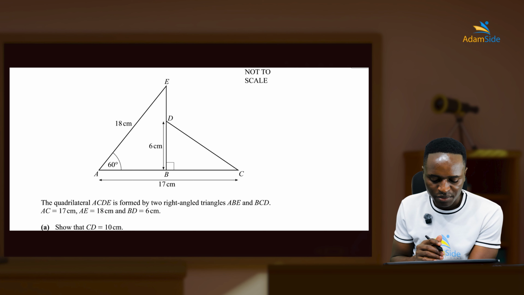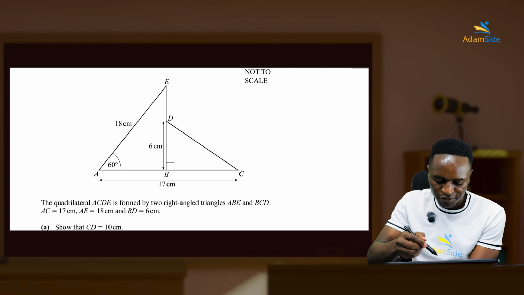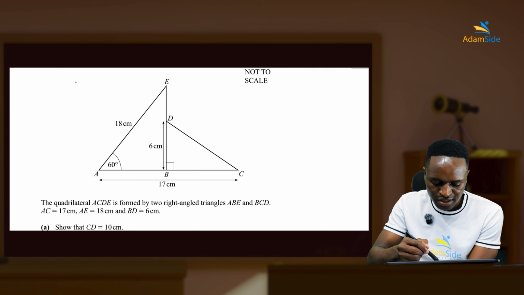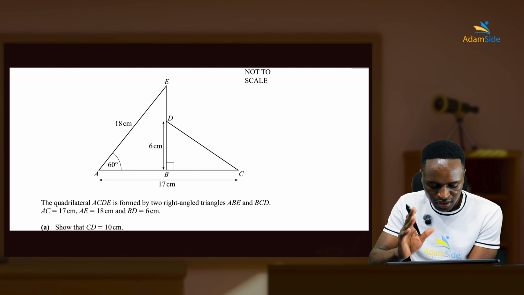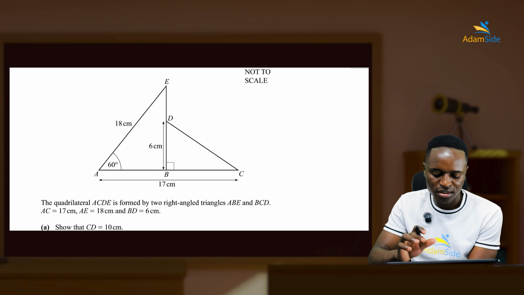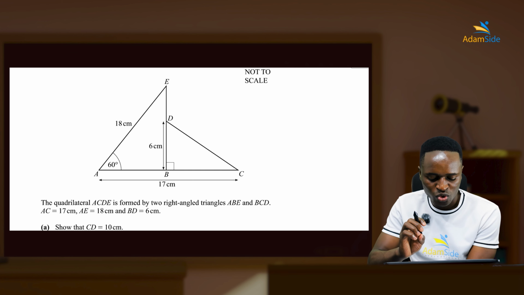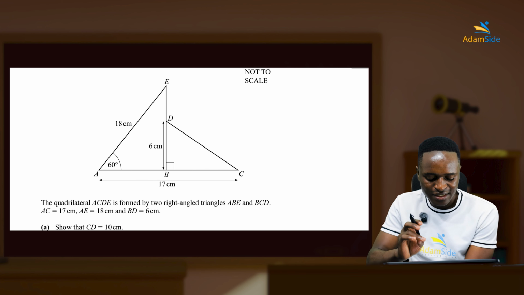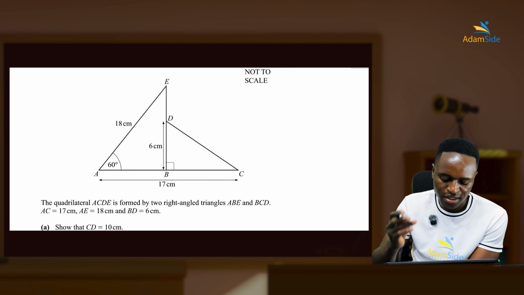We need to analyze something. Remember, if EB is a perpendicular bisector, then this point is divided into two equal parts. That's something that we need to know and understand. Show that CD is equal to 10 centimeters.